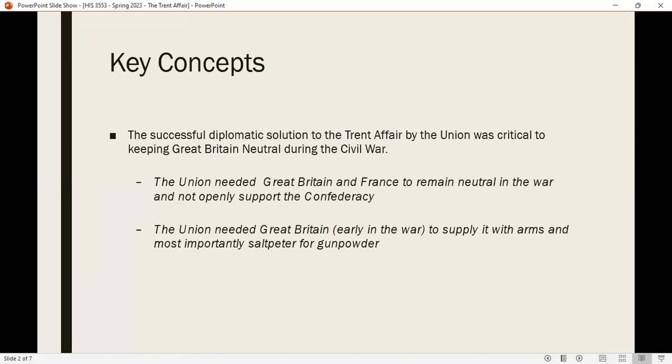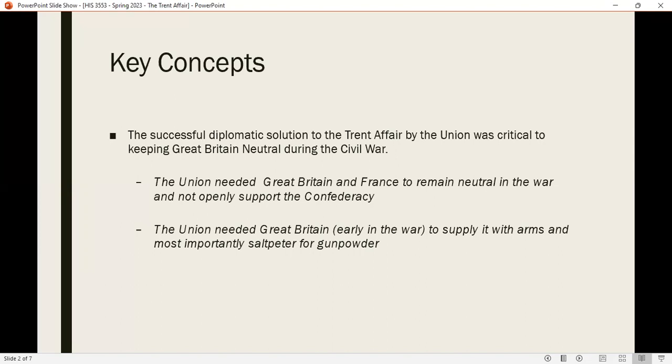The Union, or the North, needed to keep Great Britain and France neutral in the war and to prevent them from openly supporting the Confederacy and recognizing the Confederacy. That would be all kinds of issues for the Union's plans.